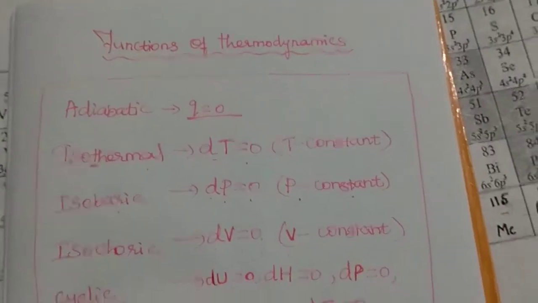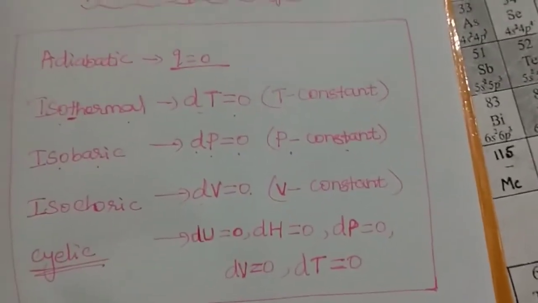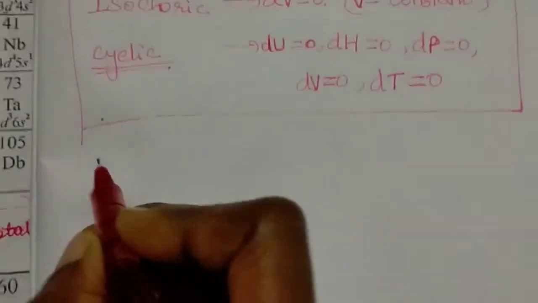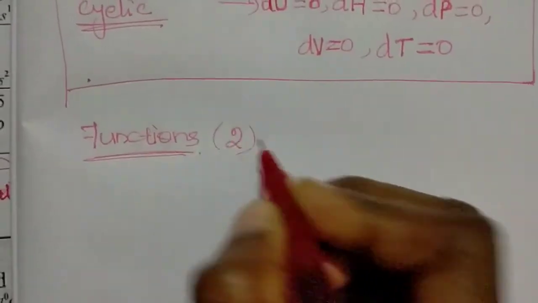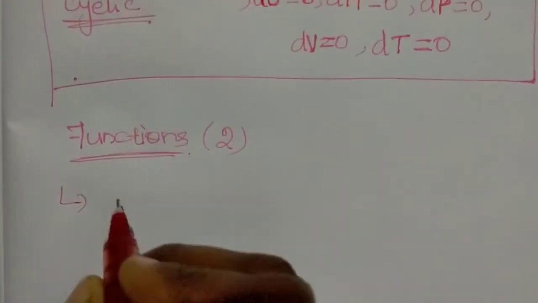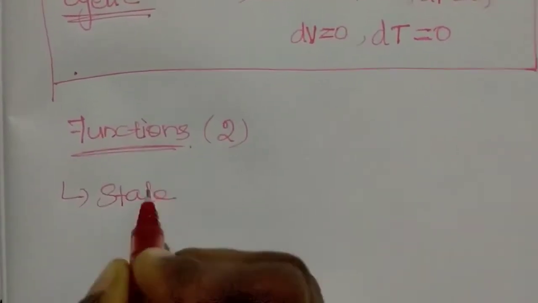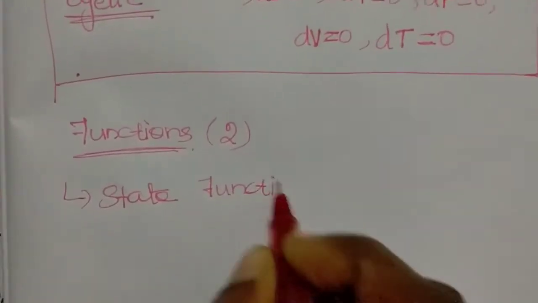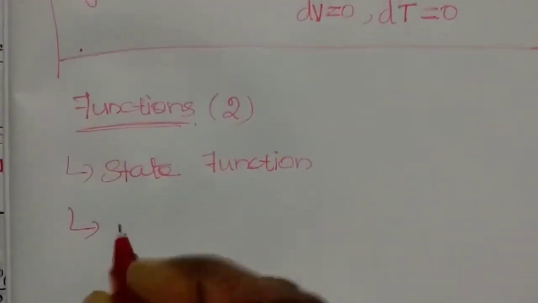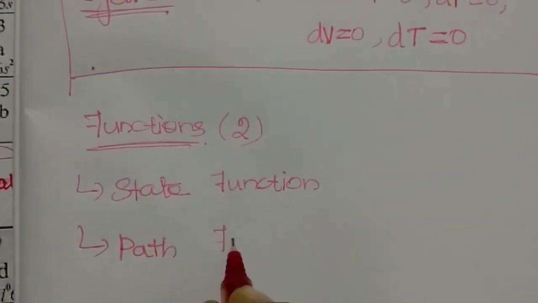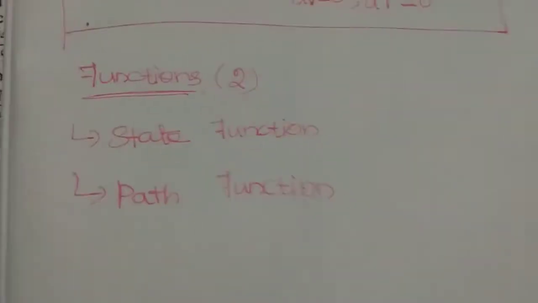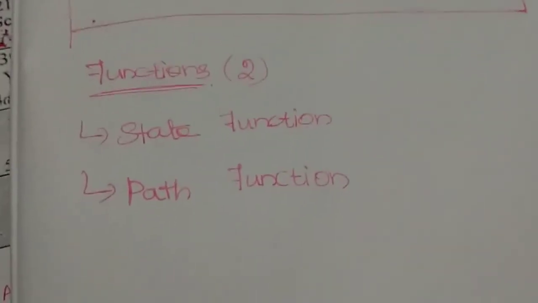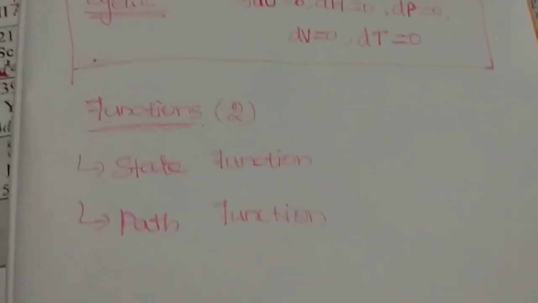So totally we have two types of functions in thermodynamics. What are they? State function and path function. Generally, these two functions are thermodynamic function properties of a system.